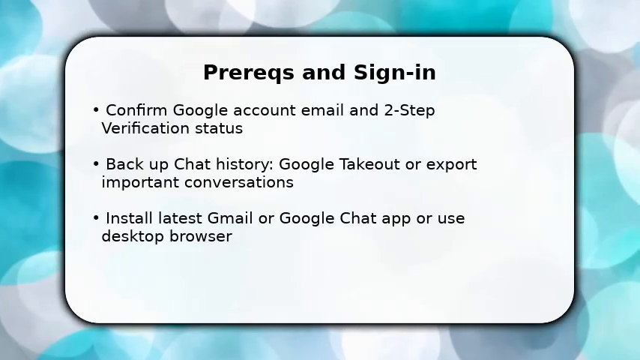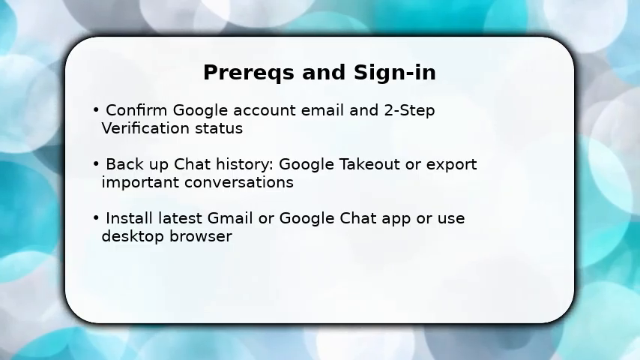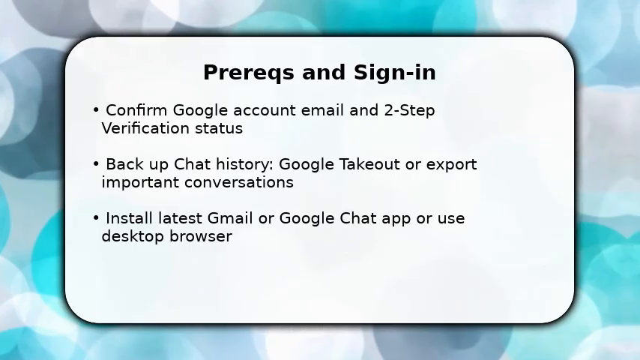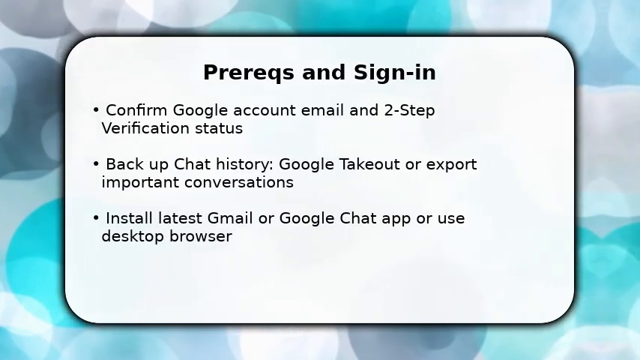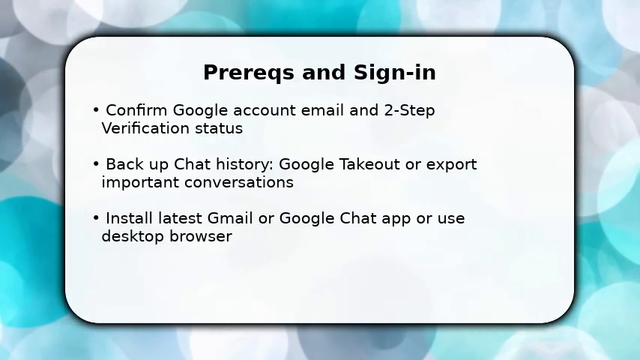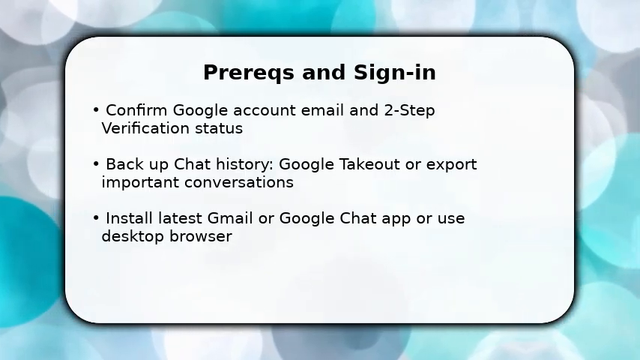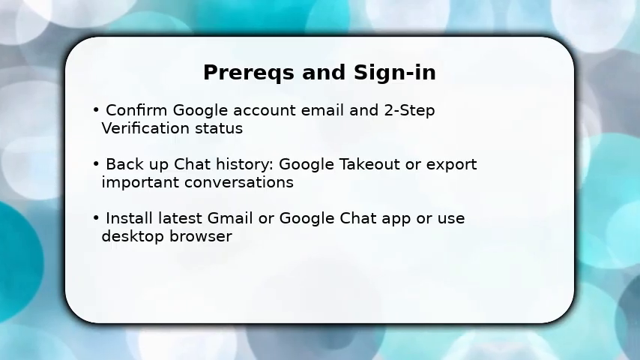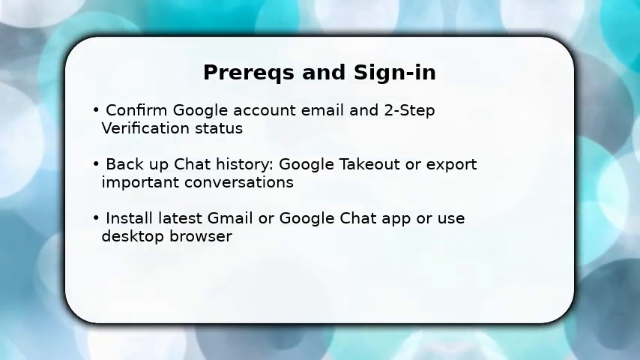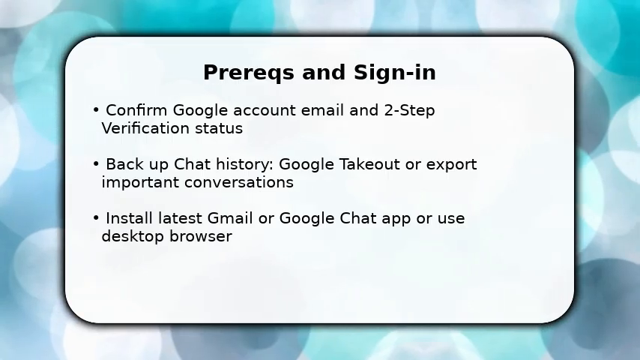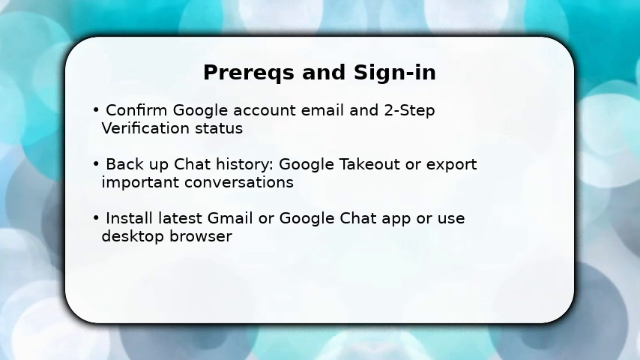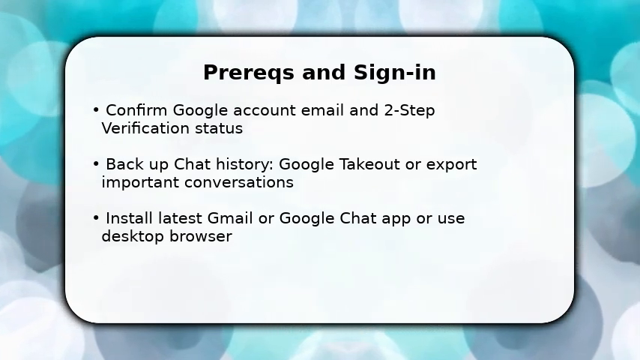You'll start by confirming prerequisites. Verify which Google account you'll modify and whether two-step verification is active. Once signed in, make a quick backup of any important threads with Google Takeout or by exporting messages, because deactivation can remove access. Next, open chat.google.com or the Google Chat app and confirm you can send and receive messages. This ensures the account is live. Once done, navigate to the account menu so you're ready for the next, actionable steps.